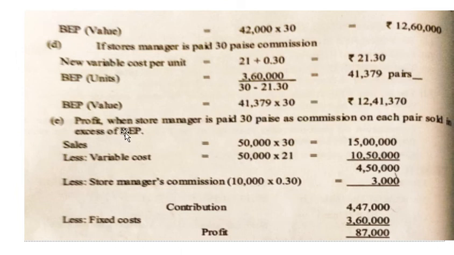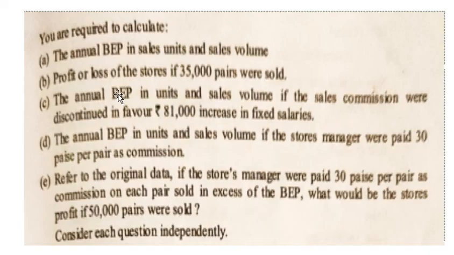So next, in value, the break-even point in value: 41,379 is the total pairs, into the selling price, will give us the break-even point value, which will give us rupees 12,41,370.